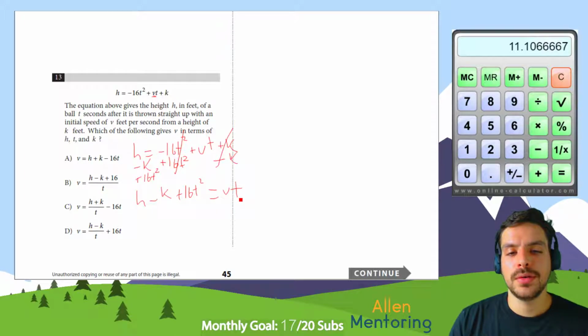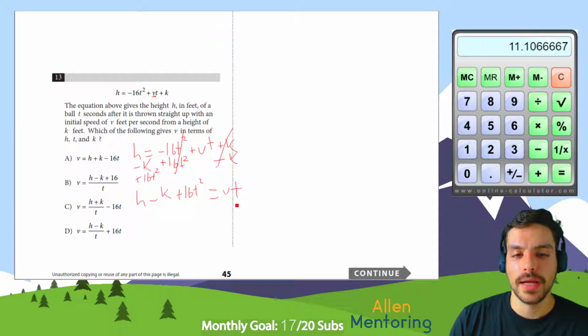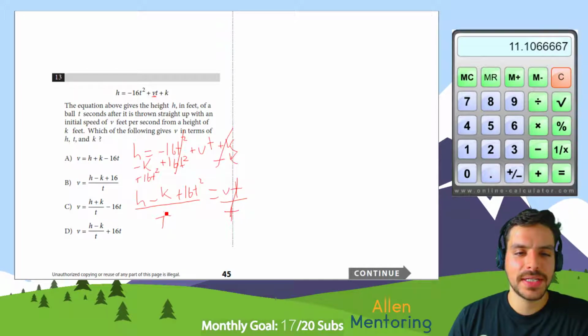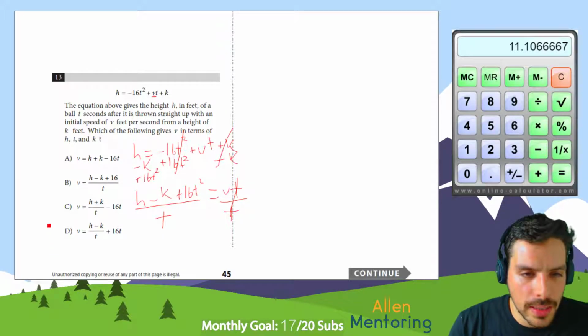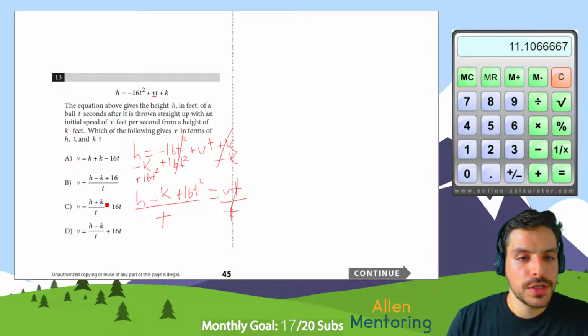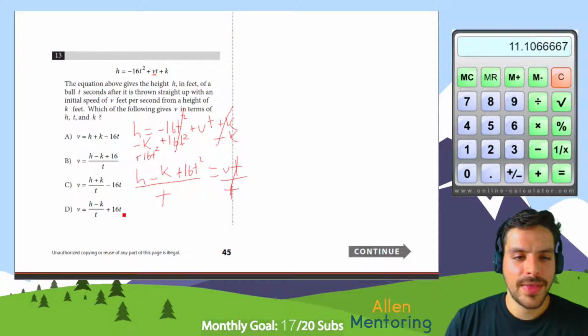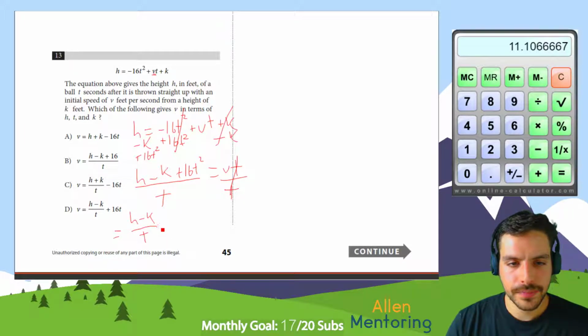So what is t doing to v? It's multiplying. So the opposite would be dividing t on both sides. So we're going to divide it by the entire left side here. So this cancels out. And so now we see that v is equal to h minus k plus 16t squared, all over t. And I don't see that in the answer choices. So what's happening here is that they're actually separating the division of h minus k divided by t and 16t squared divided by t. So what I mean by that is you can rewrite this as h minus k over t plus 16t squared over t.